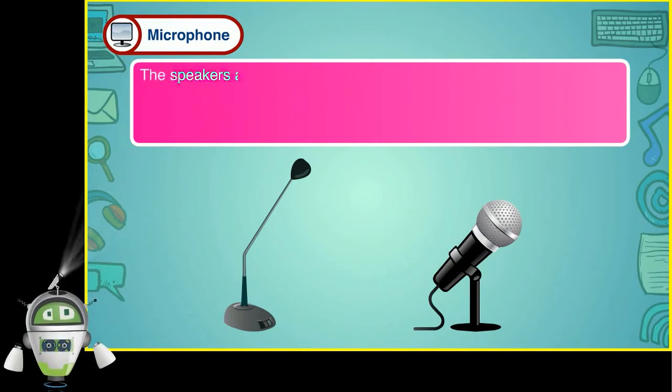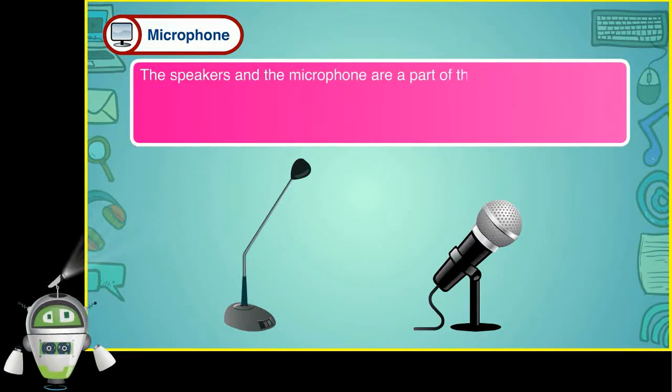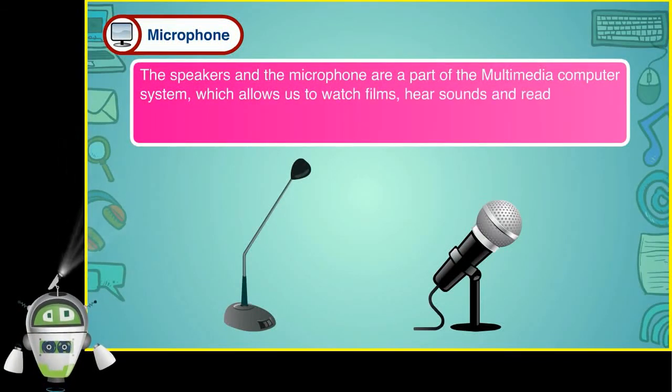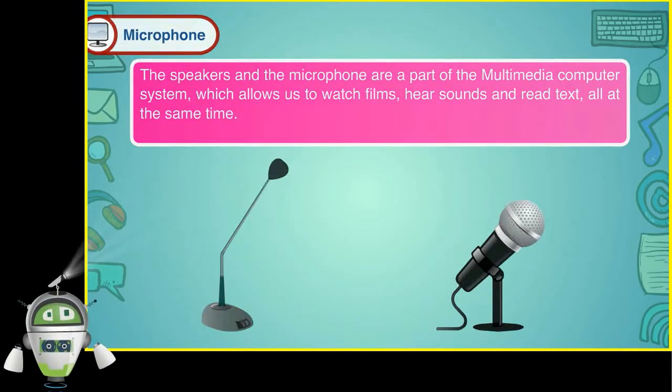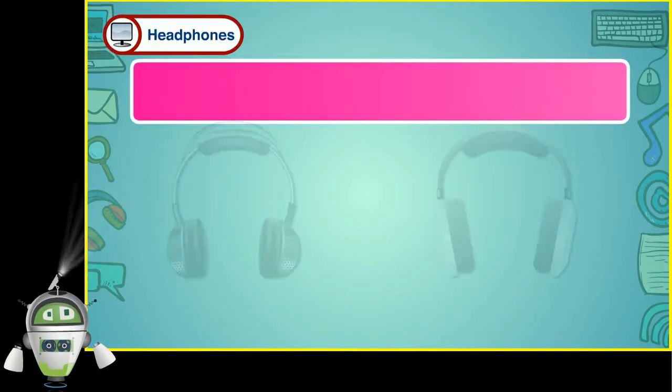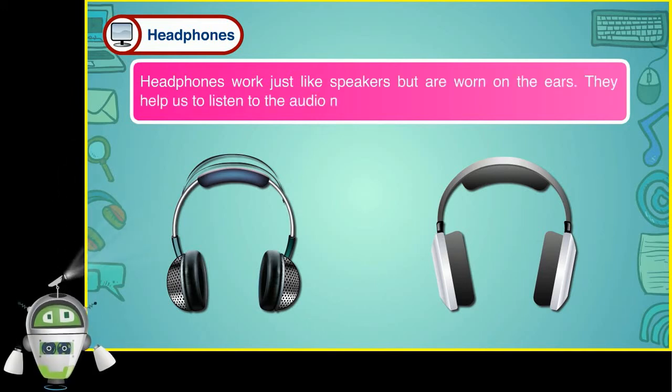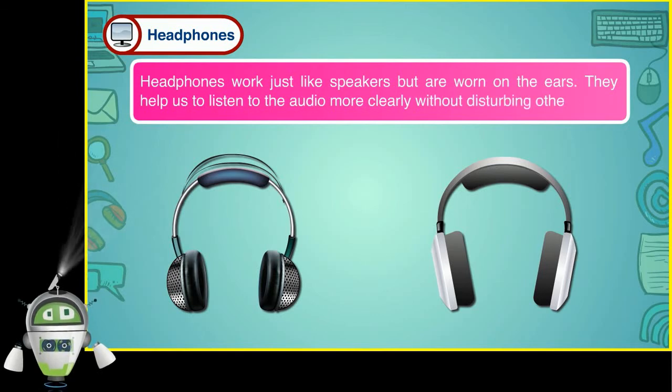The speakers and the microphone are a part of the multimedia computer system, which allows us to watch films, hear sounds, and read text all at the same time. Headphones. Headphones work just like speakers but are worn on the ears. They help us to listen to the audio more clearly without disturbing others.